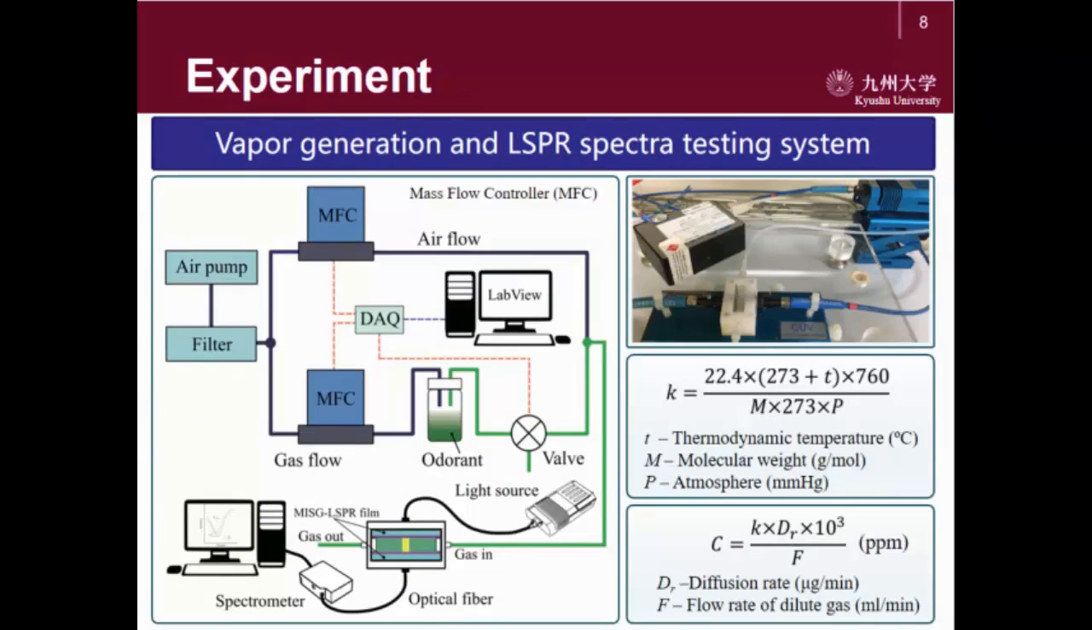This slide shows the testing system. The vapor generation system includes an air pump, a filter, two mass flow controllers, a DAQ card, a computer, and a gas chamber. By controlling these two mass flow controllers, the concentration of gas would be controlled. And the LSPR spectral testing system includes a spectrometer, a computer, a gas chamber, some optical fibers, and a light source. The spectra would be recorded and detected by this system.